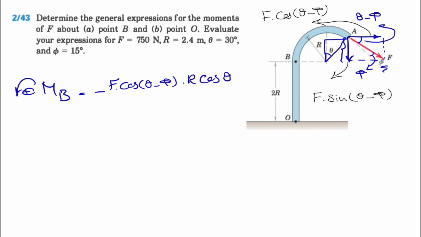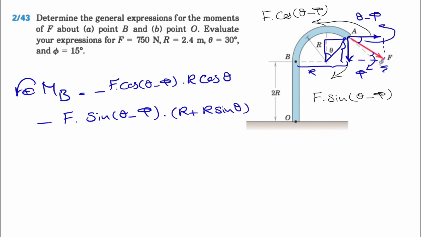So that was the moment of the x component, and we're going to go with the moment of y component, which also makes a clockwise moment, so that one would be negative too. So we have minus F times sine of theta minus phi times the distance, which would be what we have from here to here, which is basically r plus r sine of theta. So this part is r sine of theta, so plus r in order to get it to point B. So that's pretty much it.